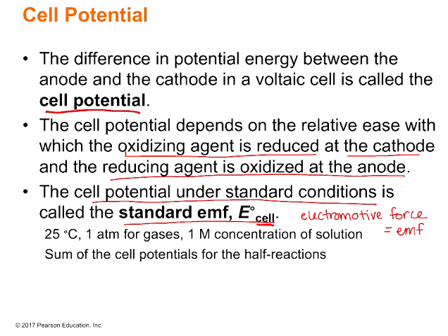So this E cell value is equal to the sum of the cell potentials for the half reactions. These cell potentials for the half reactions, we're just going to call those E.